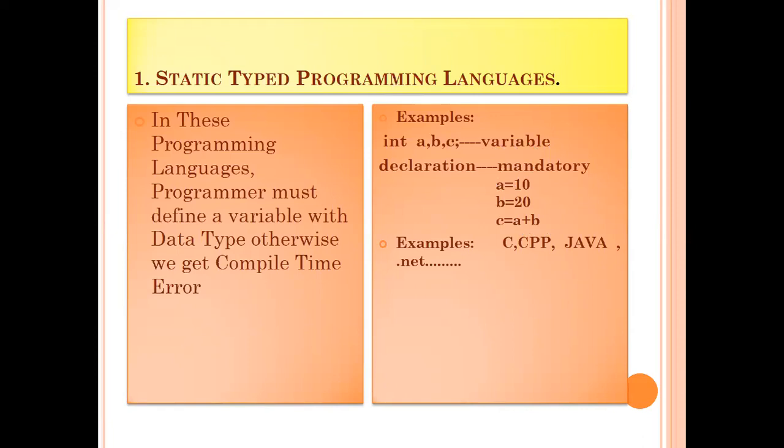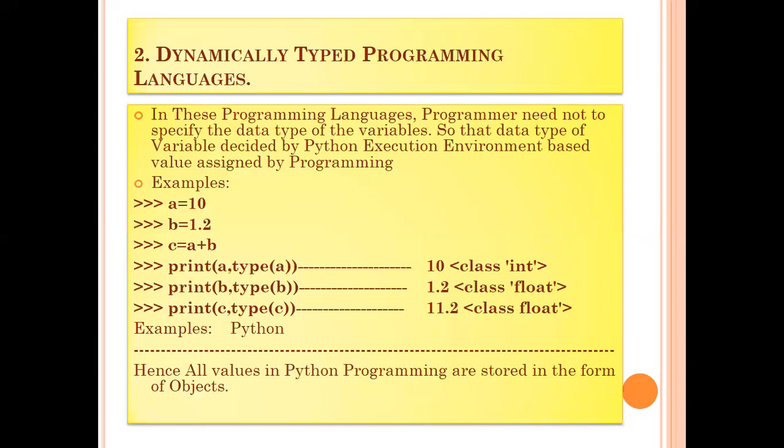So in such type of programming language, the programmer must define a variable with the data type, otherwise we'll get an error. Okay, next is the dynamically typed programming language. In these programming languages, the programmer need not specify the data type of variables, so the data type of a variable is decided by the Python execution environment based on the value assigned by the programmer. Let me show you.